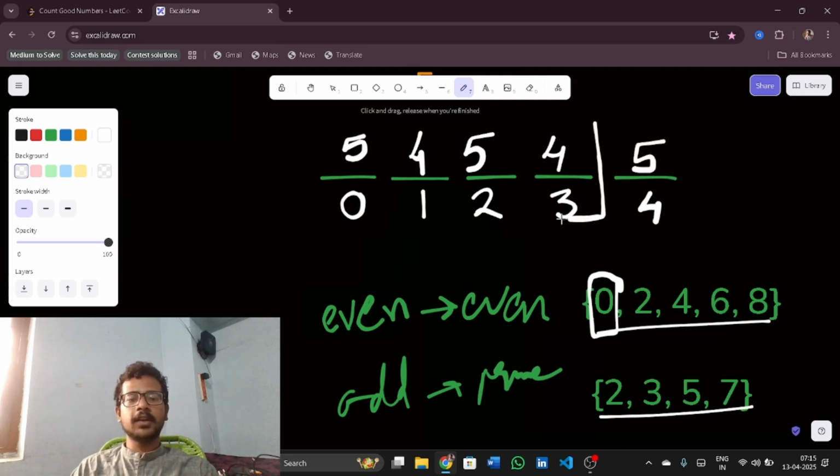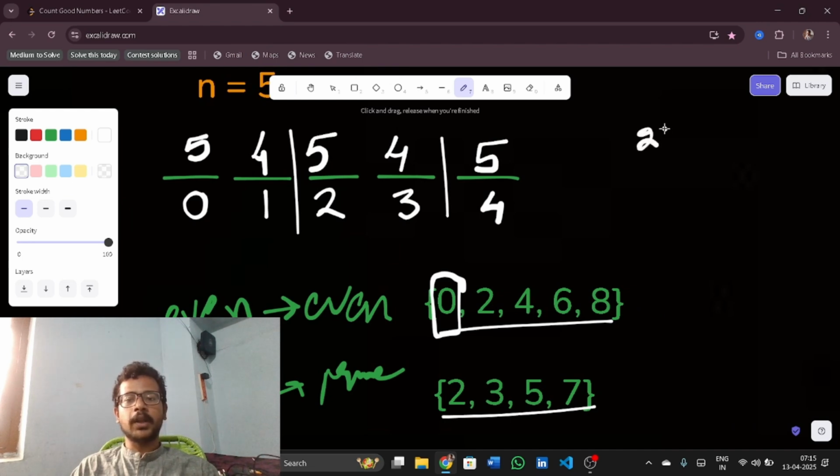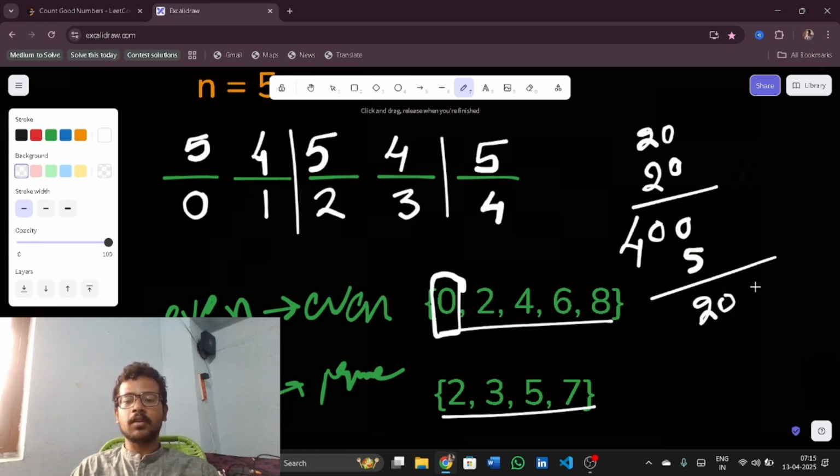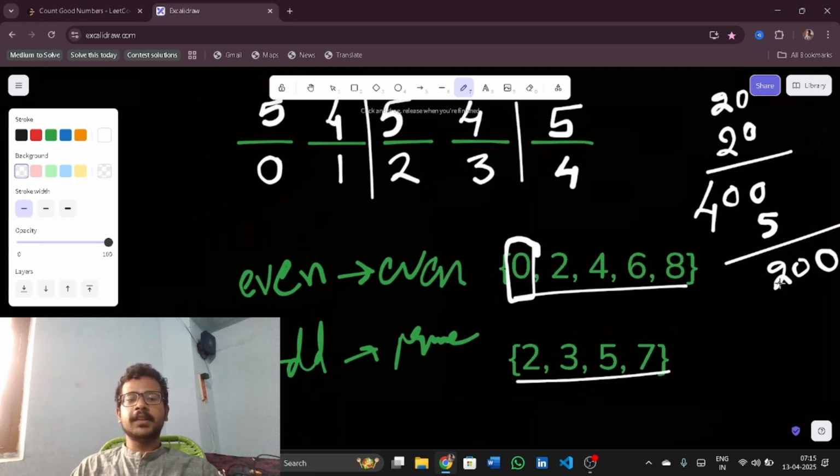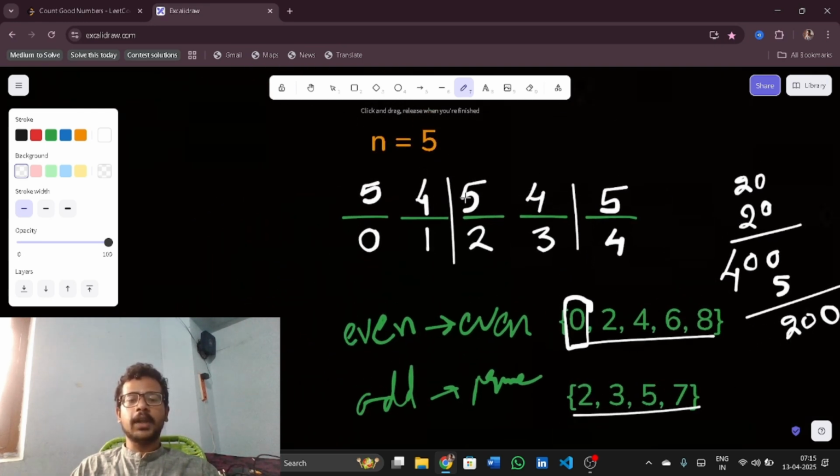If you see, these two are repeating. But before that, let me tell you the answer. 5 into 4 is 20, 20 for 2 times. 20 into 20 is 400, and 400 into 5 is 2000, which will be our answer. Now see that if n is equal to 10, then we will have this 5 into 4 repeating.